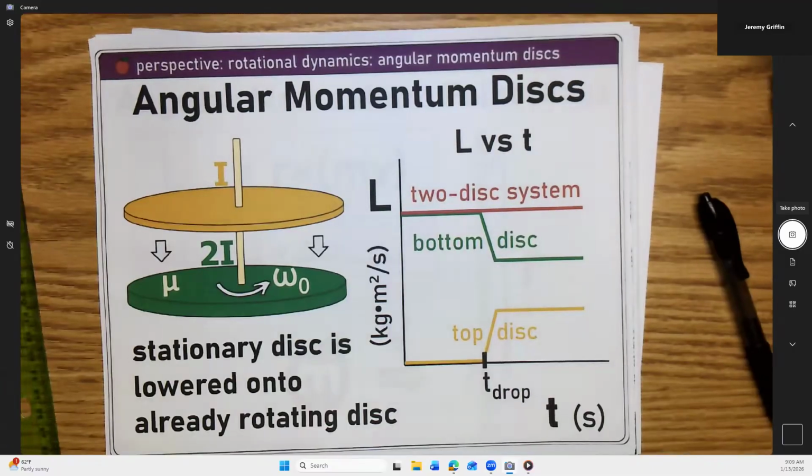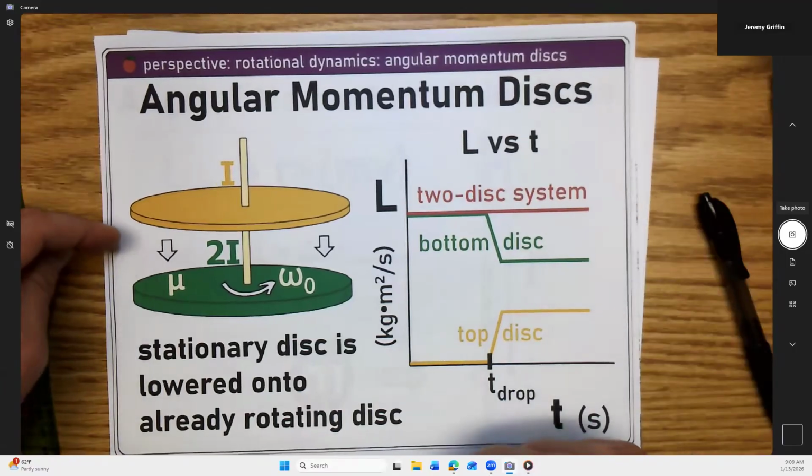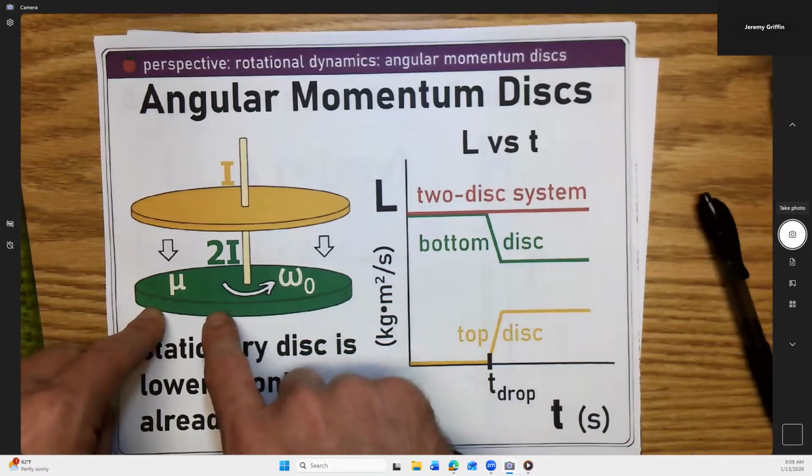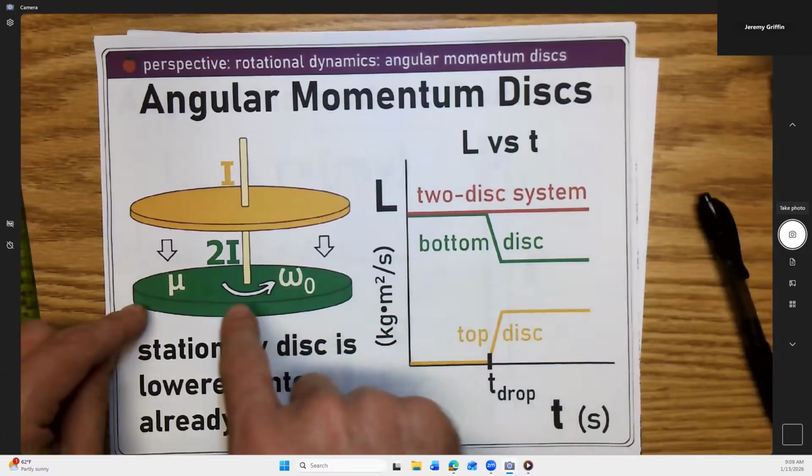All right, this one here, guys. AP asks this question every single year, so look for this one. These two discs. I just picked a classic situation that they could probably ask. There are always variations on these questions, though. But what about this?